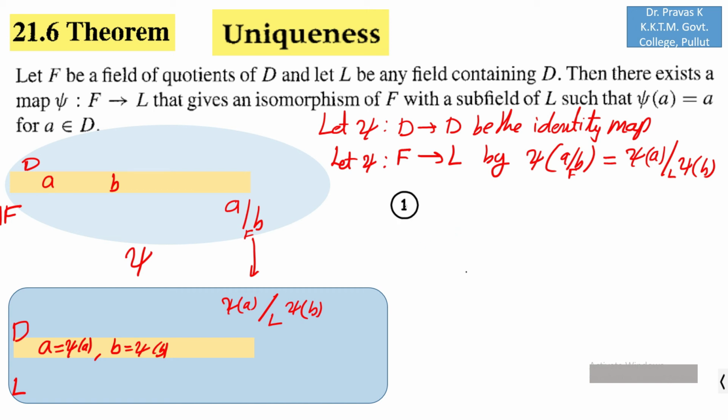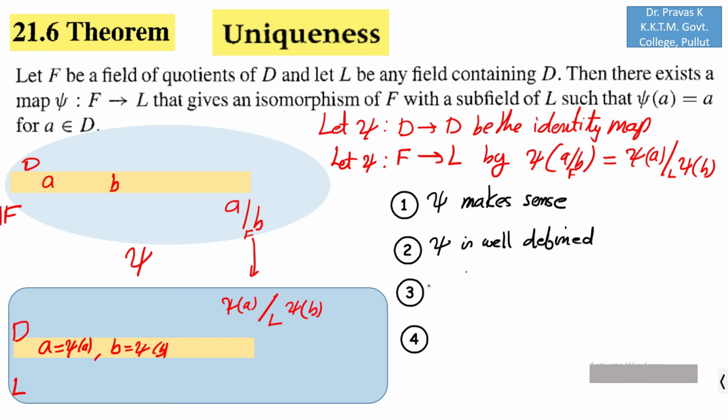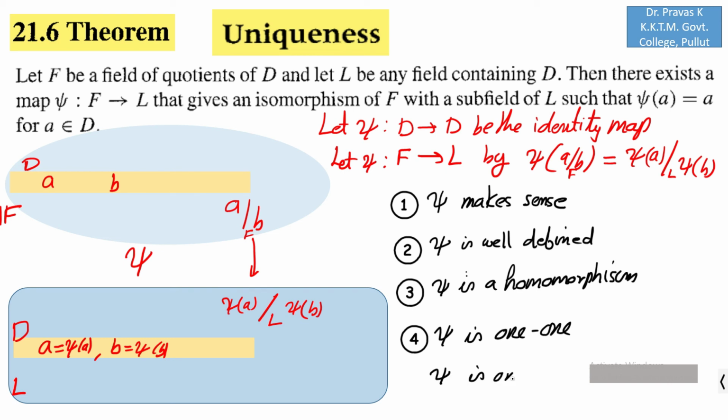Now we need to prove 4 claims related to psi. So we need to prove that psi is an isomorphism. So what are the things that we need to prove? We first prove that the definition of psi makes sense. The second one is that we need to prove that psi is well defined. And the third one, we need to prove that psi is a ring homomorphism. And the fourth, we need to prove that psi is a 1-1 map. And we don't need to prove that psi is an onto map, since we just need to prove that psi is an isomorphism to a subfield of capital L.